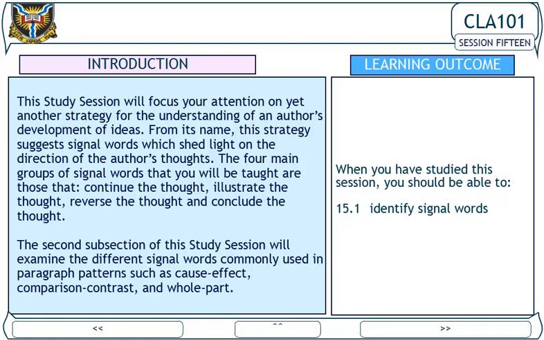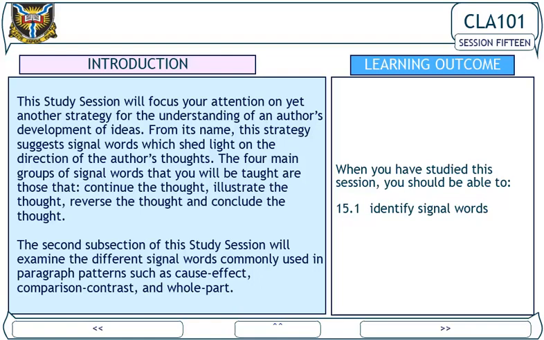The four main groups of signal words that you will be taught are those that continue the thought, illustrate the thought, reverse the thought, and conclude the thought. The second subsection of this study session will examine the different signal words commonly used in paragraph patterns, such as cause-effect, comparison, contrast, and all part.